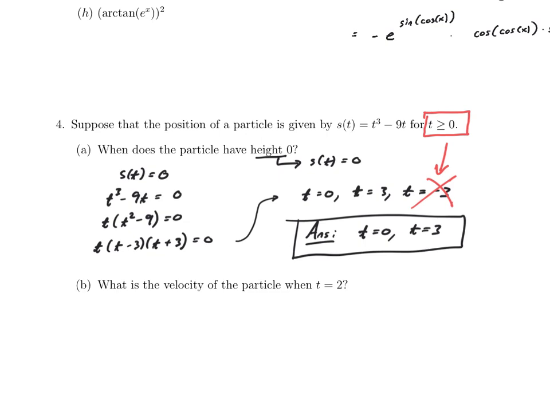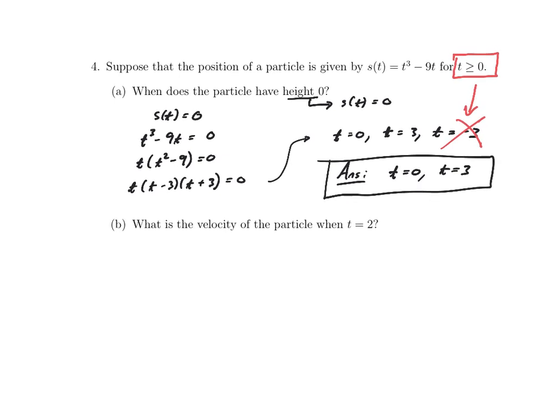So be very careful on multiple choice tests when you have that. The next one says, what's the velocity at 2? So again, the velocity is the same thing as taking the derivative. Take the derivative and put in 2. What's that going to be?